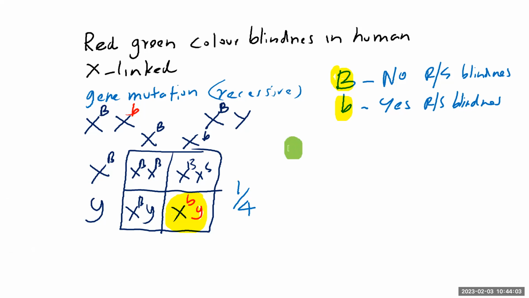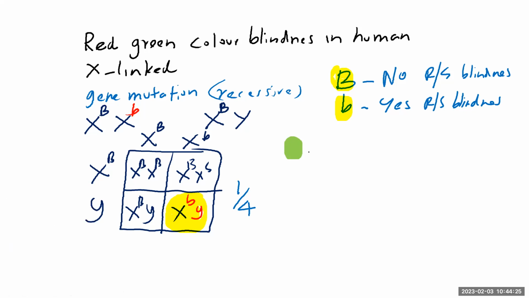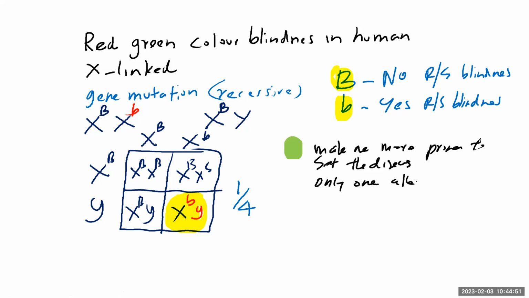There is another interesting thing we can notice from this Punnett square. Can you guess what it is? The females are healthy and the males, there's a 50-50 chance. Exactly, yes. Now, with this kind of X-linked gene, males are more prone to get the disease. Males are more affected because in males only one allele is enough to decide the phenotype, right?